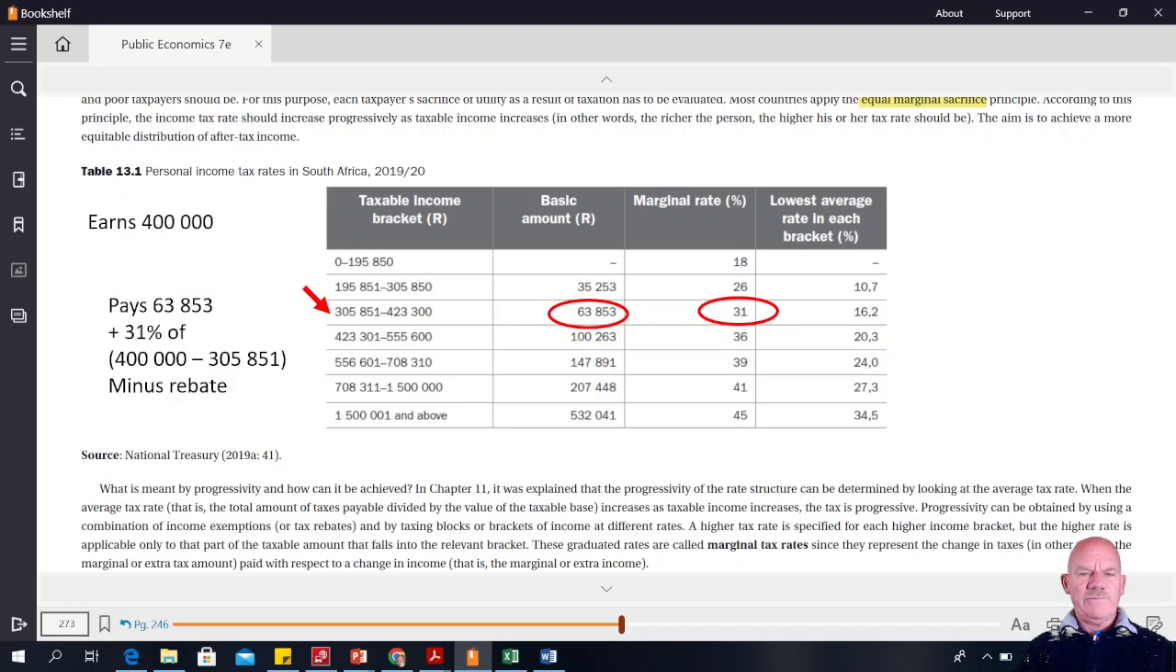That is the amount of money that no tax has been paid on. So on the 305,851, the person pays 63,853 plus what you earn extra is taxed at a marginal rate of 31%. And after you have calculated that amount, then you subtract the constant rebate, which was 14,000 something in 2019-20. They give it to you in the table. So make sure that you can do some calculations using this table.